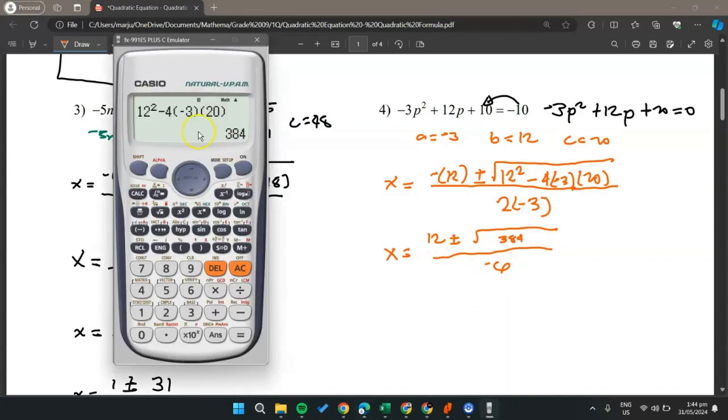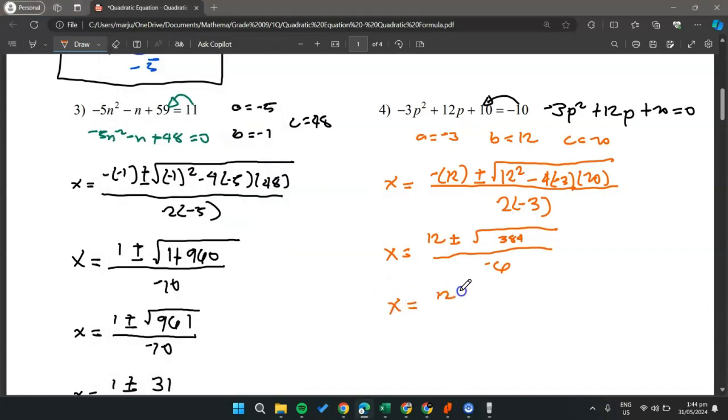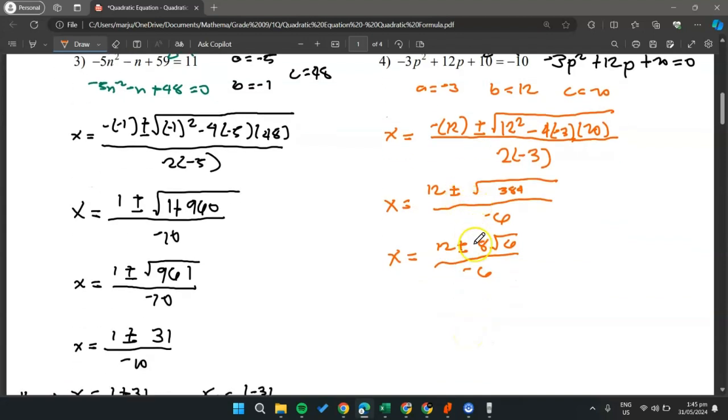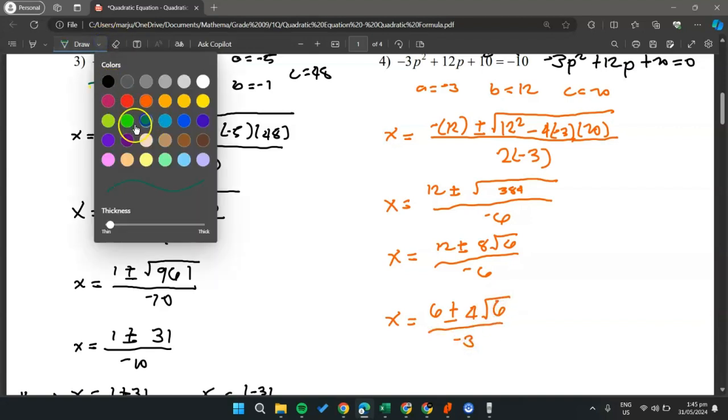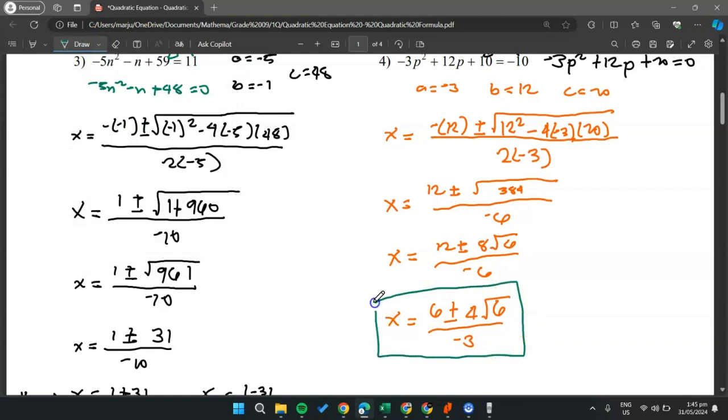And then again, we'll take the square root of 384. That gives us 8 root 6. So we will do x is equal to 12 plus minus 8 root 6 all over negative 6. Alright? And then we can actually divide everything by 2 because we have 12, 8, 6, common is 2. So we will get x is equal to 6 plus minus 4 root 6 all over negative 3. Now, the same as earlier, you can actually simplify this one further, but I will stop here. That is okay with me. So that will be my answer for number 4.